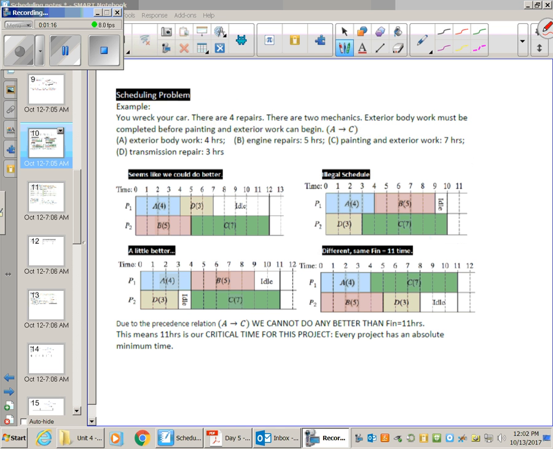Okay, here's an example of a scheduling type problem. All right, so you wreck your car. There are 4 repairs that need to be done, and there are 2 mechanics. Remember yesterday we talked about how the people that are doing the task are called your processors. And I don't know if I spelled that right, but processors. That means the people that are doing the task. So we got 2 people working. They're going to be working on 4 things.